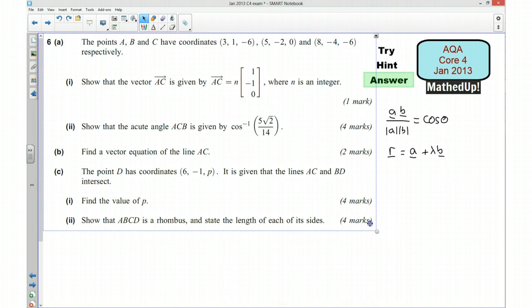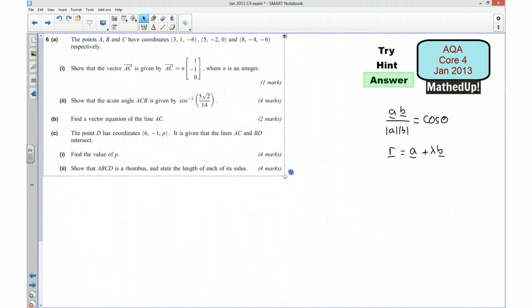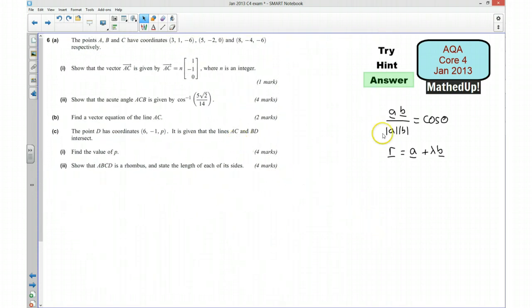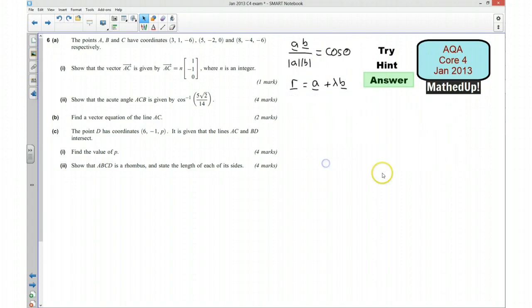Just going to create a little bit more room for myself to work in over here, and I'll stick this up here for the time being. Right, okay, so starting with A part 1.